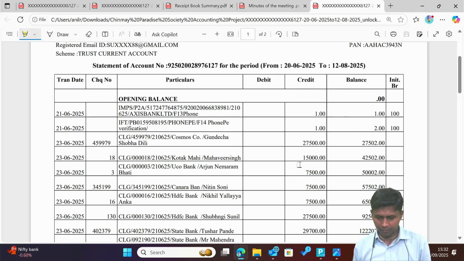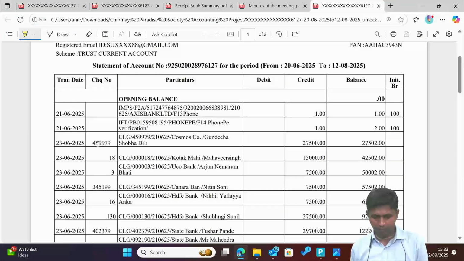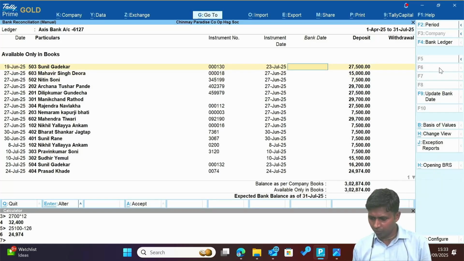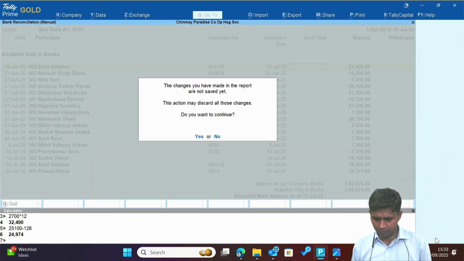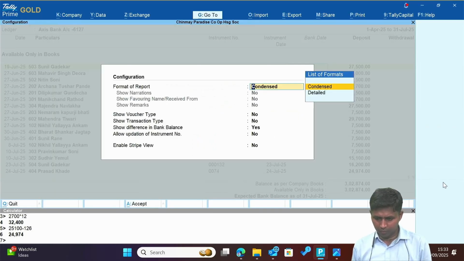First, we have the 23rd June Gundecha in the Tally. You can search with the amount or the instrument number. It's better to search with the instrument number. Copy it from Tally. To make it simple, we will filter it and arrange all the transactions in the instrument date sequence. Where is the instrument date? Voucher date, transaction type.